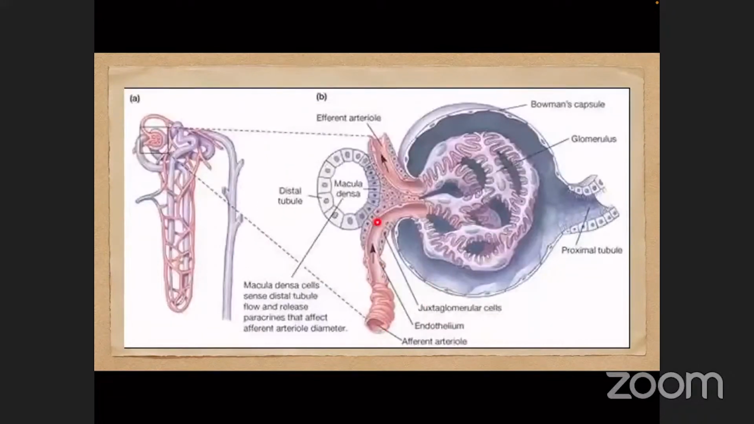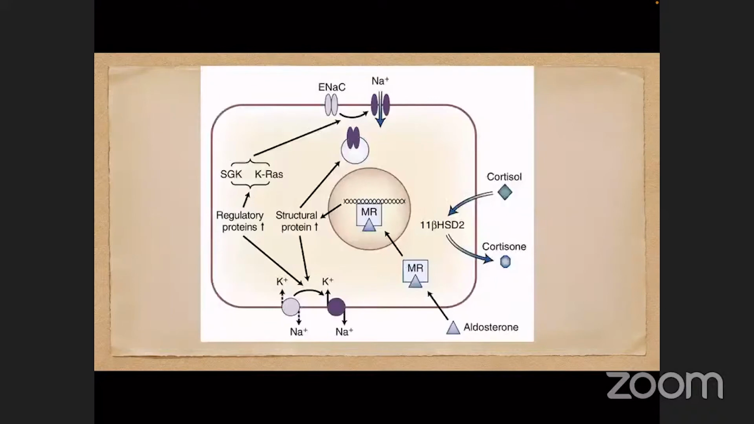So this is your afferent arteriole, and here are your juxtaglomerular cells. As it gets filtered and comes here from the efferent arteriole, the macula densa is able to sense the sodium delivery here, and then it will send signals to the afferent arterioles and the juxtaglomerular apparatus to secrete or suppress renin. Once renin is secreted, it will produce angiotensin 2, and that will produce aldosterone.